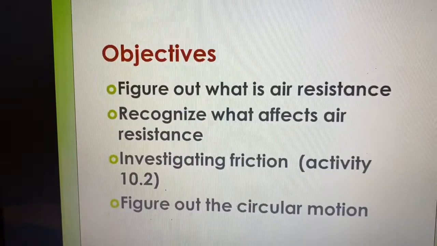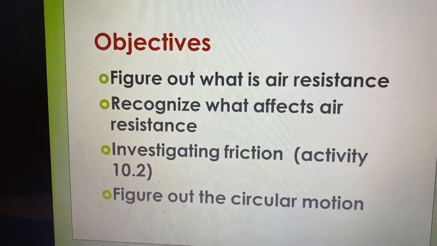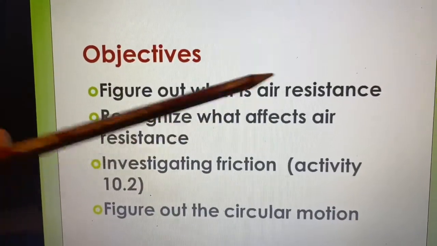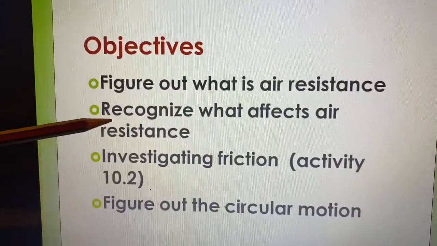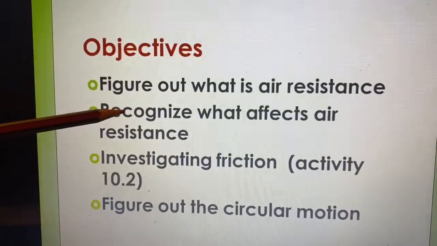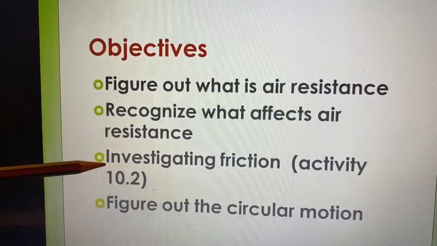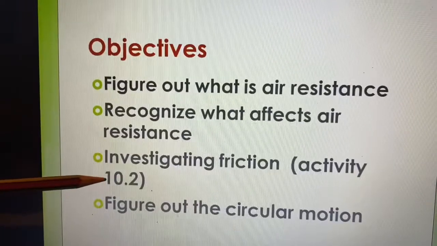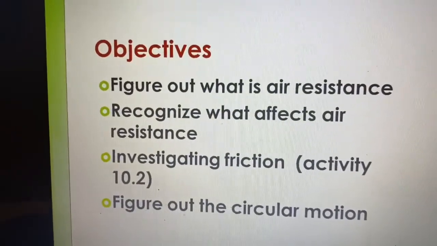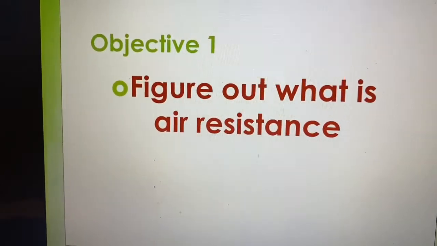Okay? طيب, our objectives today: figure out what air resistance is. We will find out what air resistance is. We will recognize what affects air resistance: how does it become more, and how does it become less? We will investigate friction in activity 10.2, and we will figure out what circular motion is. Let us go to our first objective.